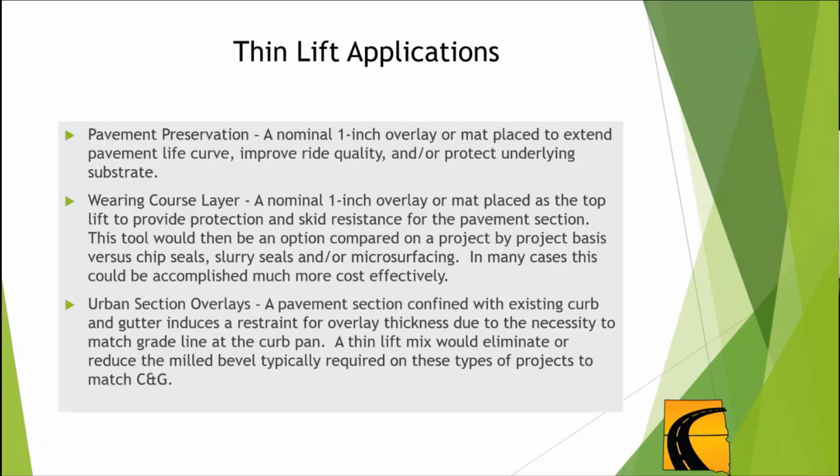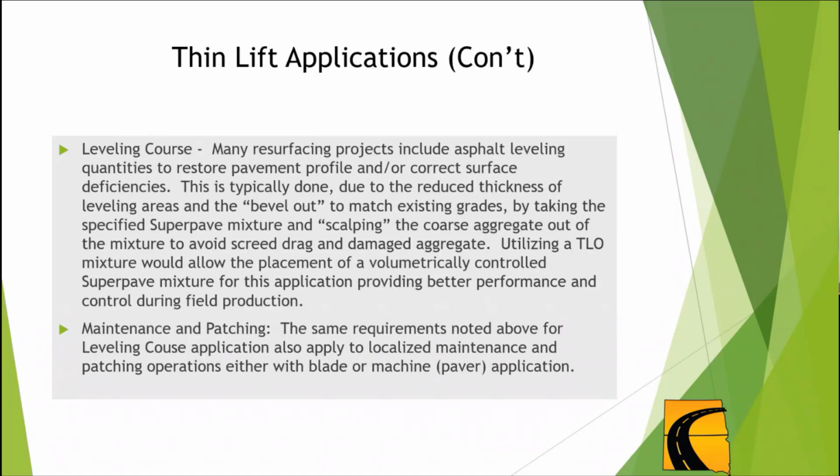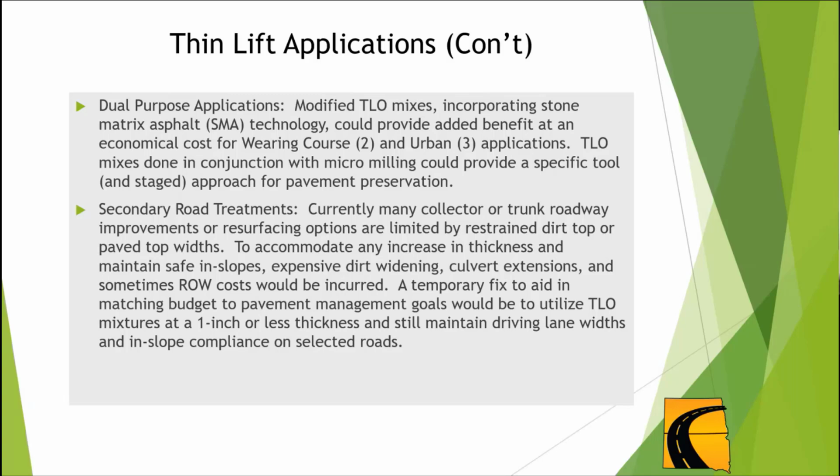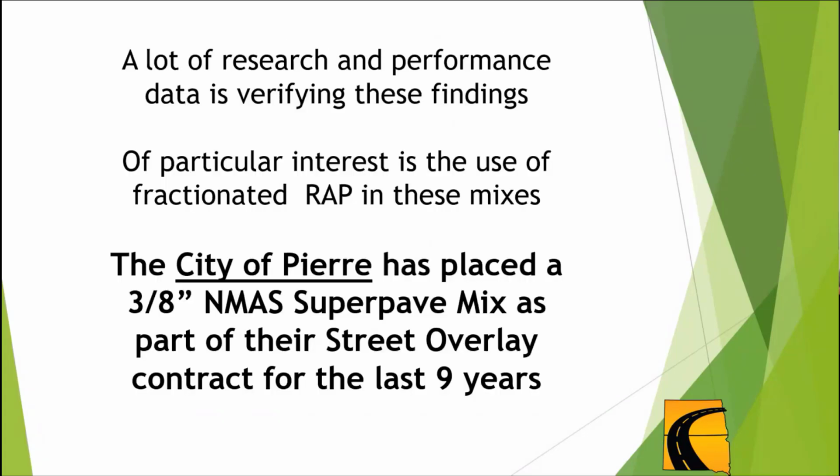These thin lift mixes you saw in that test section south of Bismarck on 1804. Again, doing thin lifts, meaning 1 inch or less, as I think it was 3/4 inch for one of those test sections, is you're using a smaller nominal maximum aggregate size mix. In the case of those test sections, it was a 4.75 millimeter and a 9.5 millimeter. And so these can be good tools for pavement preservation, for designing into the pavement, for urban applications.